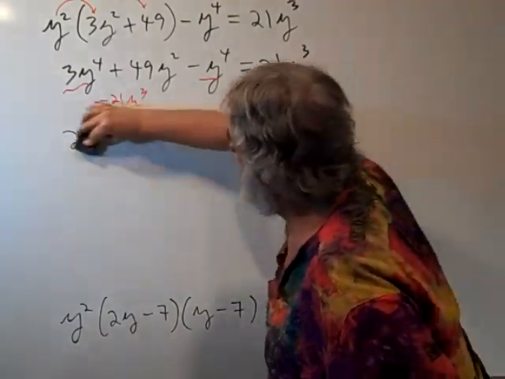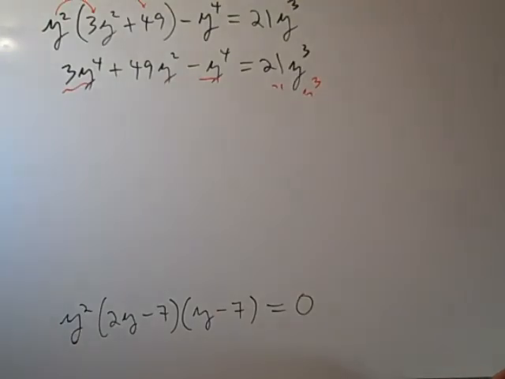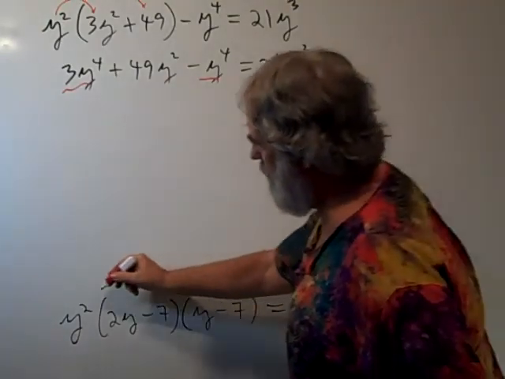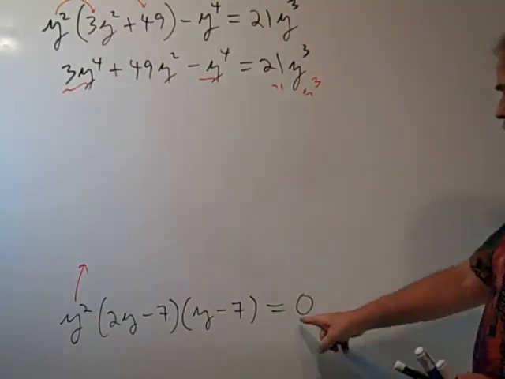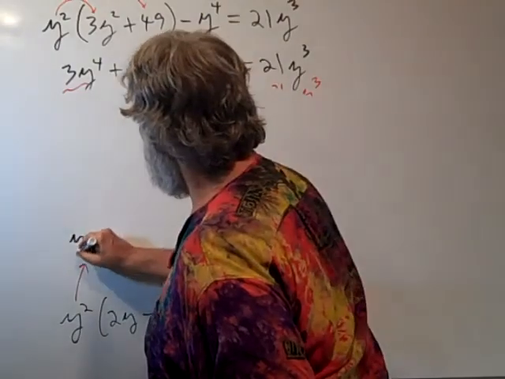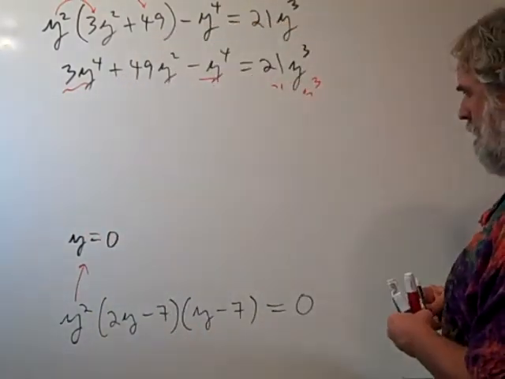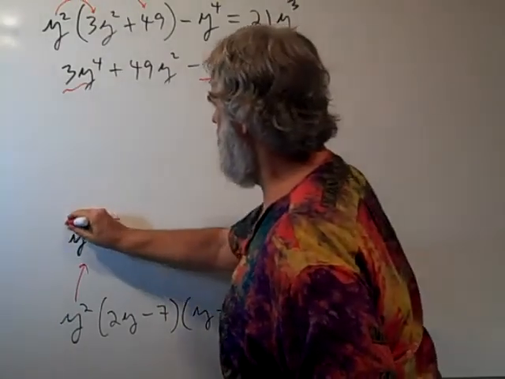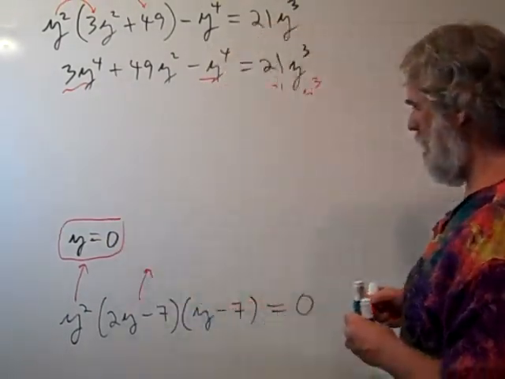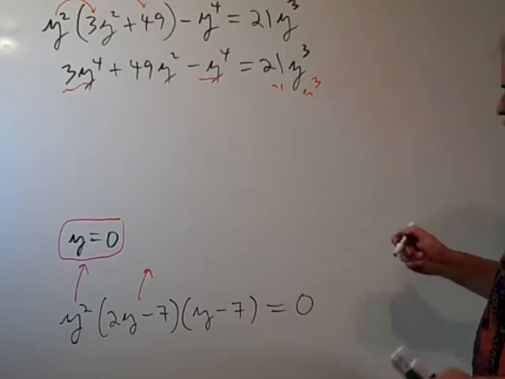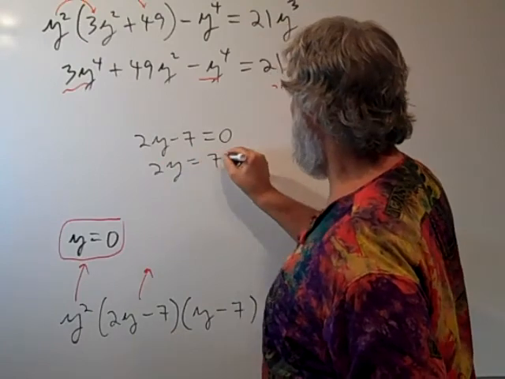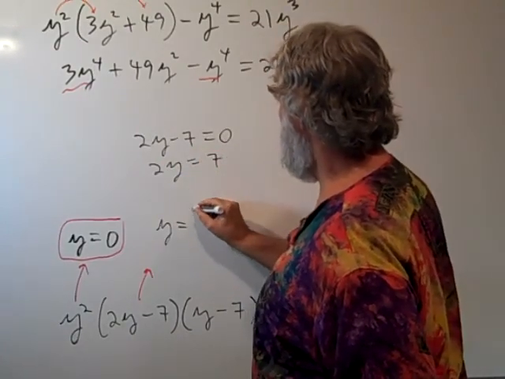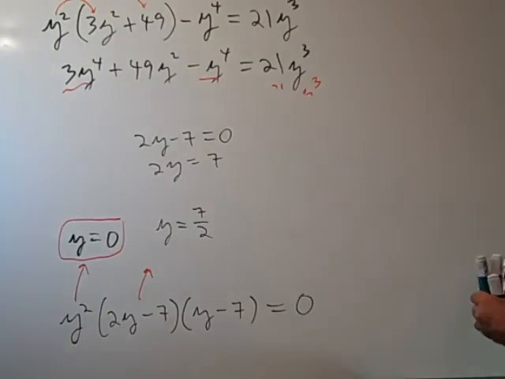And now we can see what the solutions are. The first solution comes from y squared. Because if y is equal to 0, then y squared is equal to 0. That makes the whole thing 0. So one of the solutions is y equals 0. The second solution comes from the second factor here. 2y minus 7 equals 0 when 2y equals 7. That's when y is equal to 7 halves. So there's a second solution.